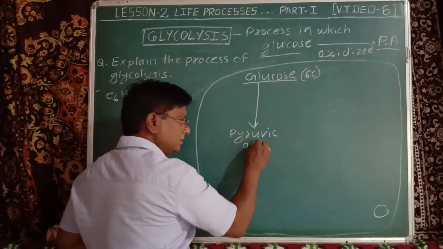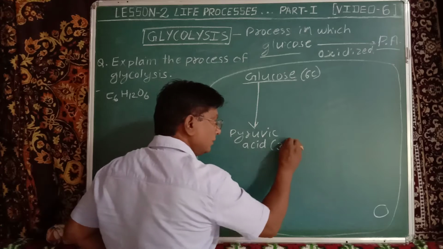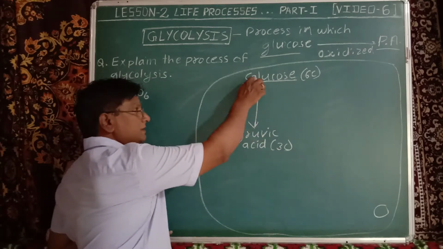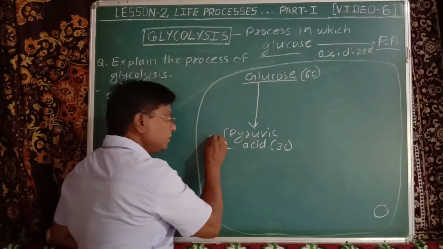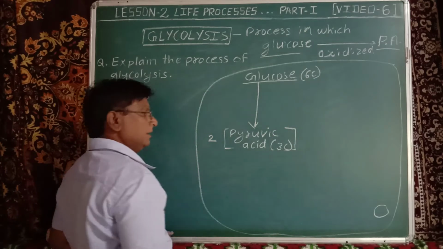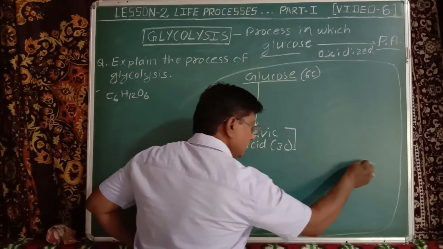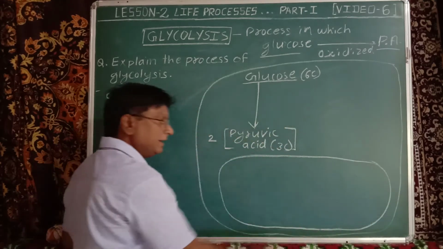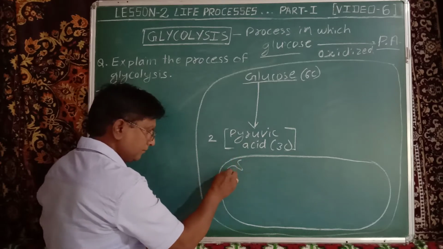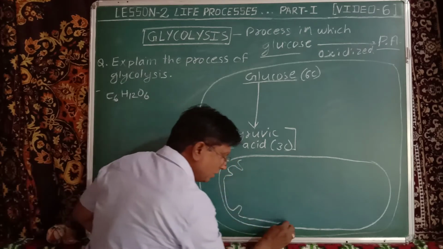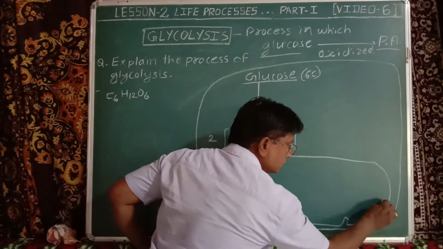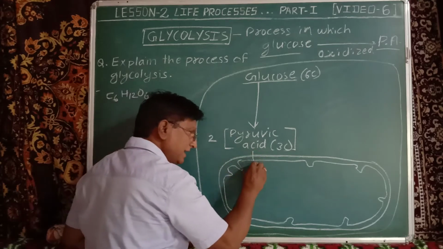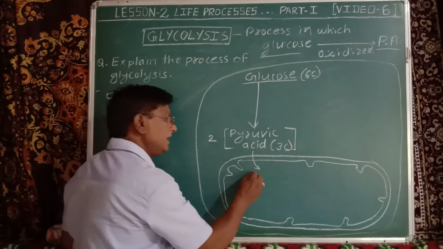Pyruvic acid is actually a 3-carbon compound, while glucose is a 6-carbon compound. Hence from one glucose molecule, 2 pyruvic acid molecules are formed. Now these pyruvic acid molecules enter into the mitochondria, a cell organelle which is also called the powerhouse of the cell. Pyruvic acid enters inside and gets converted into acetyl CoA.